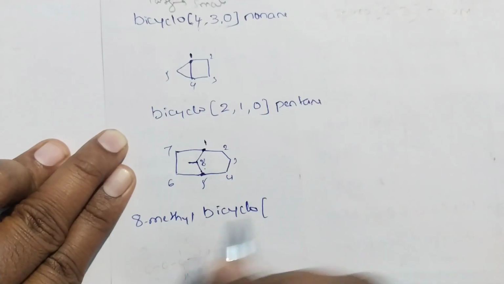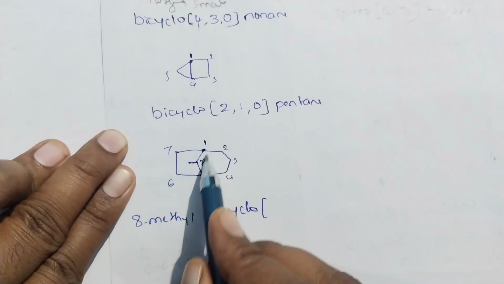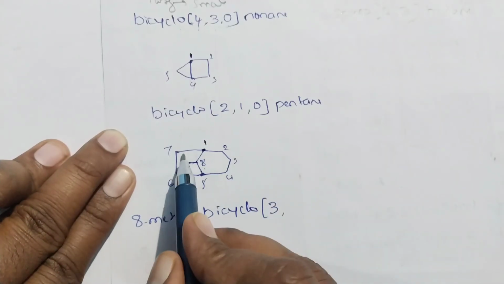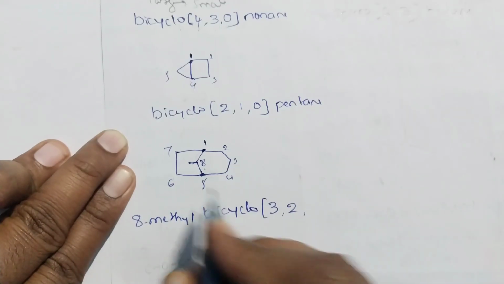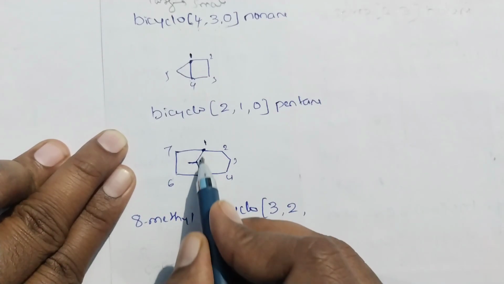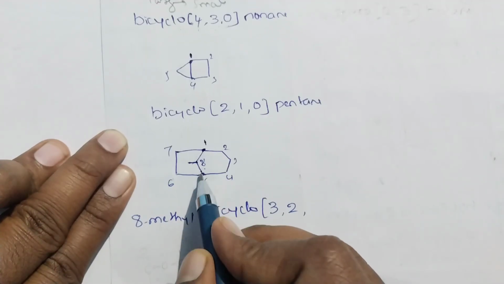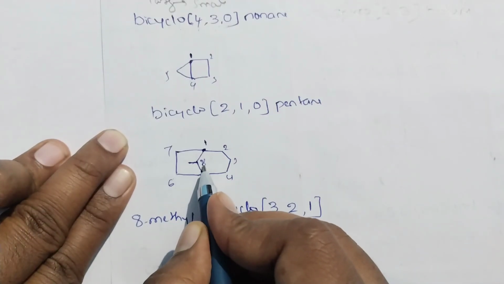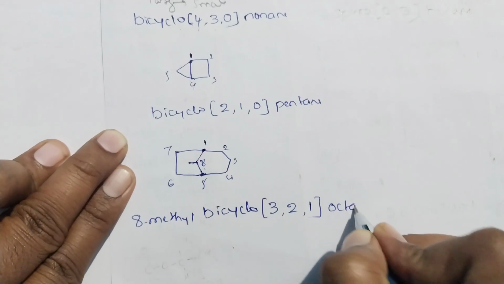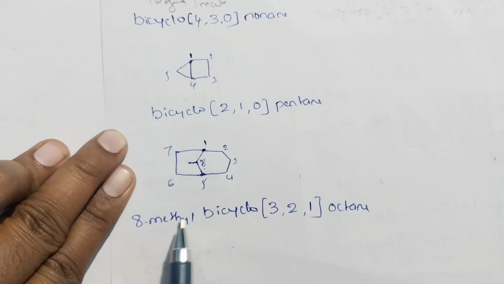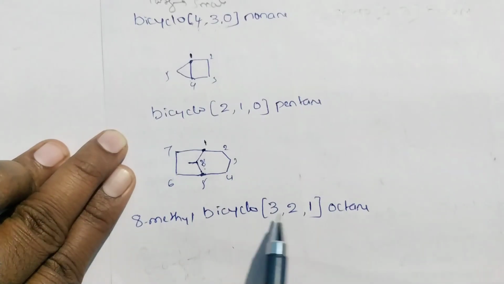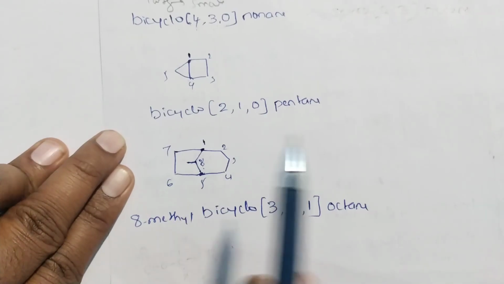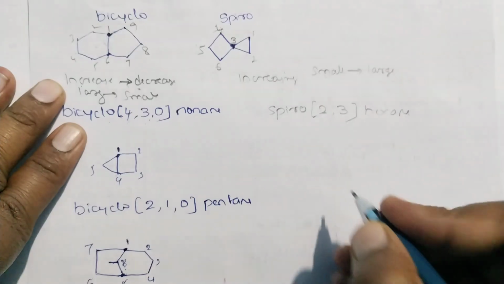Bicyclo: larger to smaller. The larger group contains 3 carbon atoms, 1 2 3. The smaller group contains 2 carbon atoms, and the bridgehead carbon atoms have 1 carbon in between the bridged carbons. Between 1 and 5 there is 1 carbon, so it is 1. Total number of carbons is 8, so it is octane. So this is the 8 methyl bicyclo 3,2,1 octane, the name for this bicyclic compound. One more example for Spiro compound.